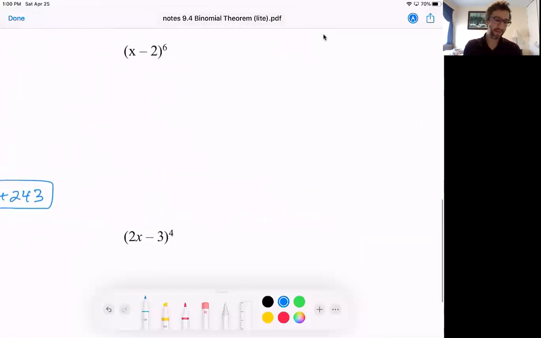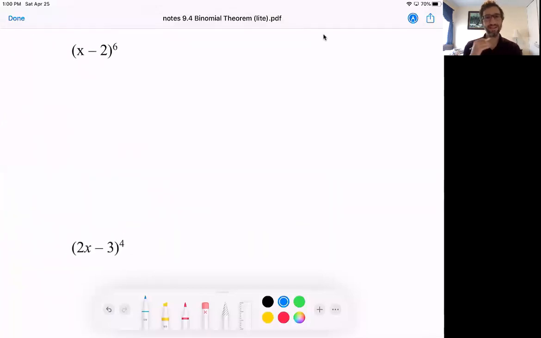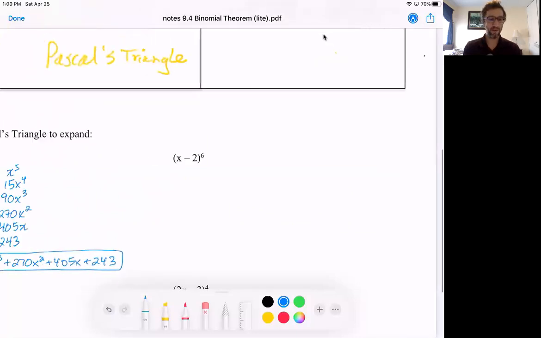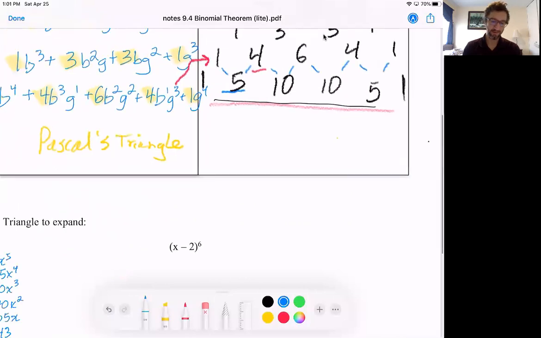Let's take a look at x minus 2 to the 6th. Now we need the 6th row of Pascal's triangle, which we did not write up here. So let's go like this. Get rid of that a little bit. Well, maybe I don't want to get rid of that. There we go. So how would we write that 6th row of Pascal's triangle?